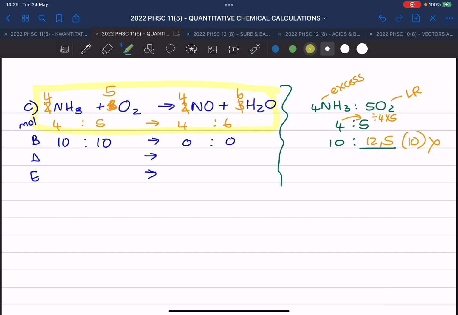Okay, so now this one is my limiting reagent, which means I'm going to use all of it to get 0 at the end. Right, now how much am I going to delete here?